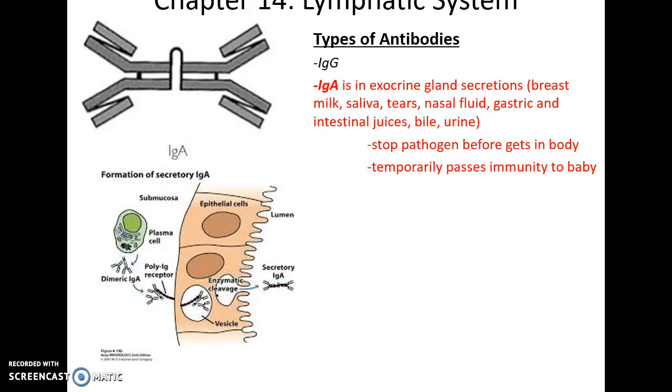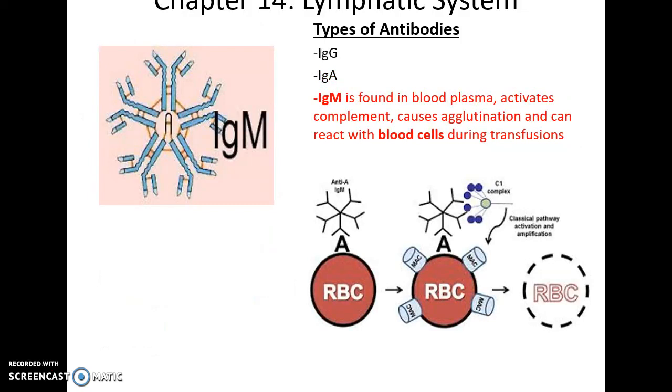Then we have IgA. IgA is in our secretions by our exocrine glands. So it's found in breast milk, it's found in saliva, tears, gastric juices, etc. It tries to attack pathogens before they get into the body and also passes on temporary immunity to infants. IgM is found in the blood plasma, and it can activate complement, just similar to IgG. It can cause agglutination. As you can see, it has many binding sites on one IgM antibody, and it is the antibody that ends up causing problems in blood transfusions, so that if you get the wrong blood type in a blood transfusion, it's this antibody that causes them to agglutinate, to clump all together, leading to serious problems.